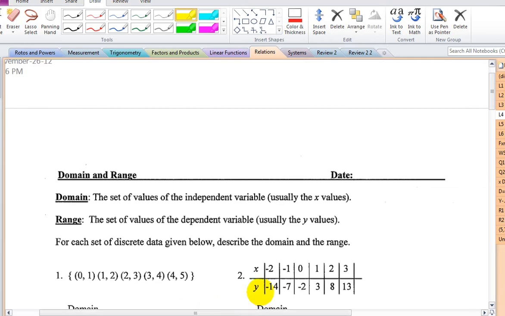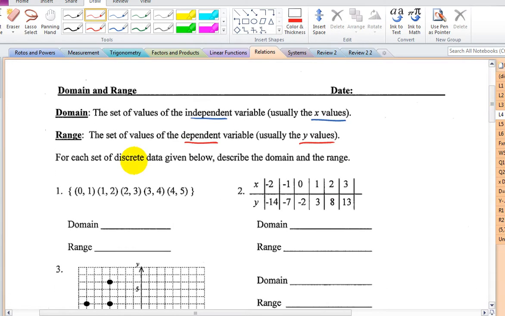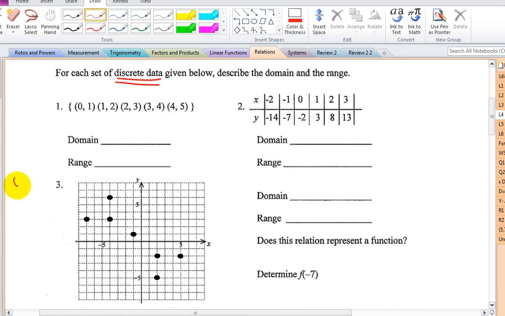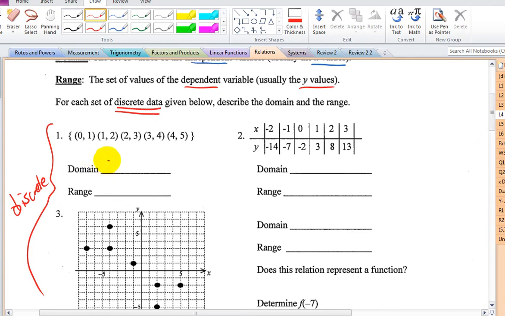Okay, so just to review, the domain is the independent variable, and it's the x values, whereas the range is dependent, and it's the y values. So here we have discrete data. This is all discrete, okay? So we're going to just list the values. They're just specific points. So what's our domain for the first one?